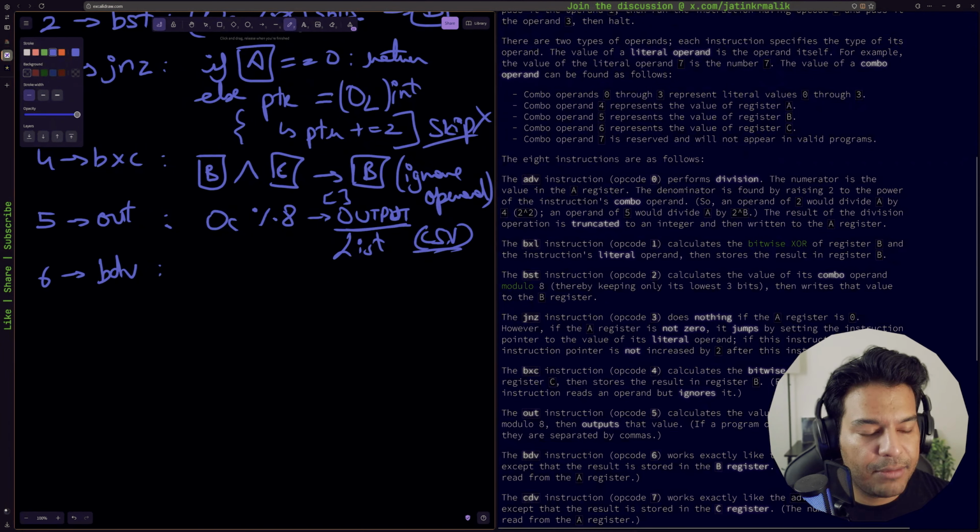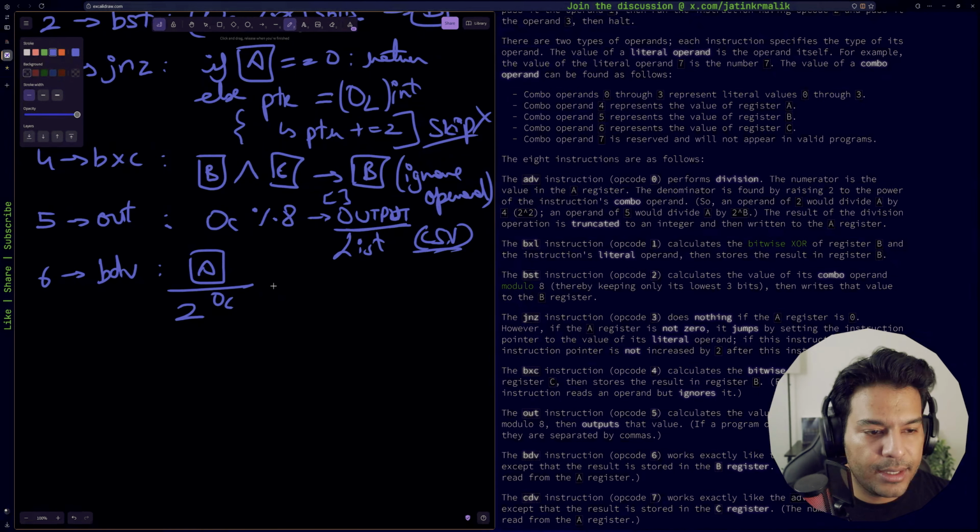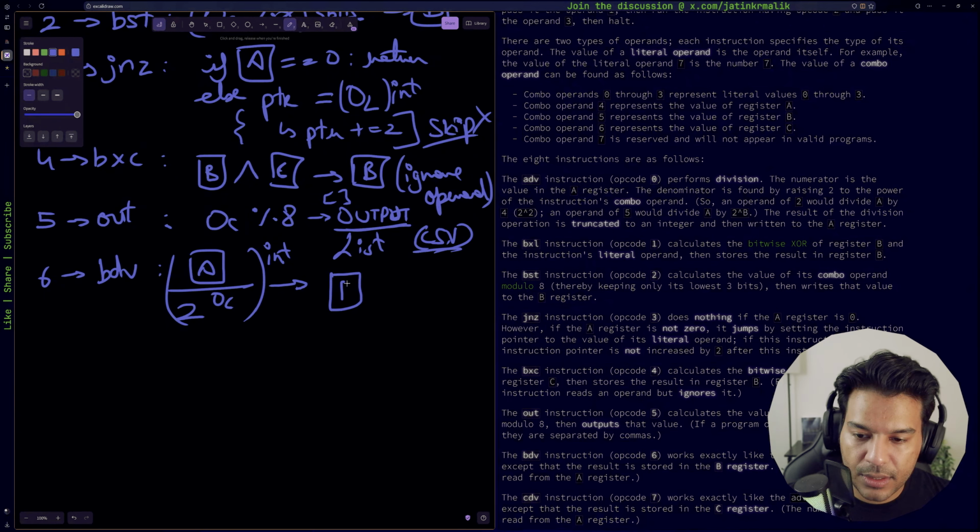So ADV instruction said that we will do a division where numerator is the value of A register and the denominator is found by raising 2 to the power of combo operand. And then we were truncating this and we were storing this value into A. In BDV, it says that everything will happen exactly the same, but we will now store the value in B register. So I will just write the exact same thing again. So we take the value from A register and we divide it with 2 raised to the power combo operand, so OC. And in this case, we will store the integer value into B register. That's what it says in BDV.